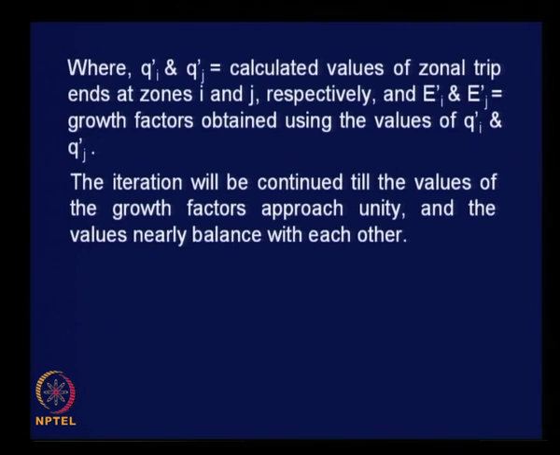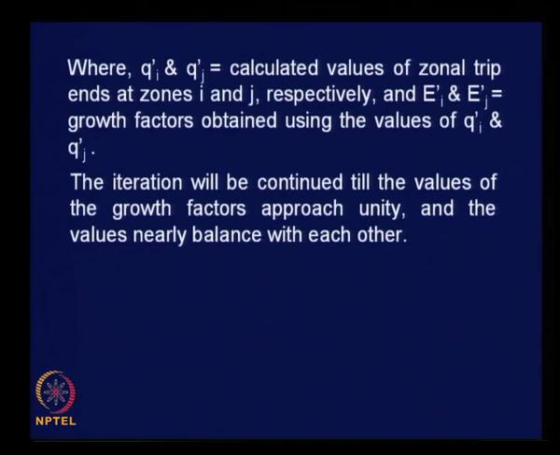Why should the growth factor become unity? How do we get the values of Ei dash and Ej dash? At every stage we take the calculated values of Qi and Qj to get the growth factor for the subsequent iteration. So when you do the iterations, when your calculated value is matching with the actual or your predicted value, the result is going to be 1, the growth factor will be 1. So when E is 1, your calculation matches with the actual predicted values of Pi and Aj, that is what is meant here.